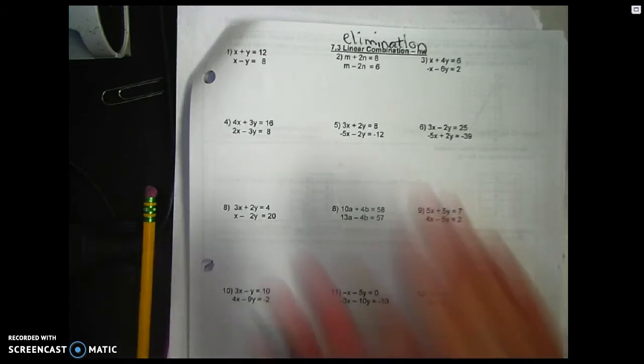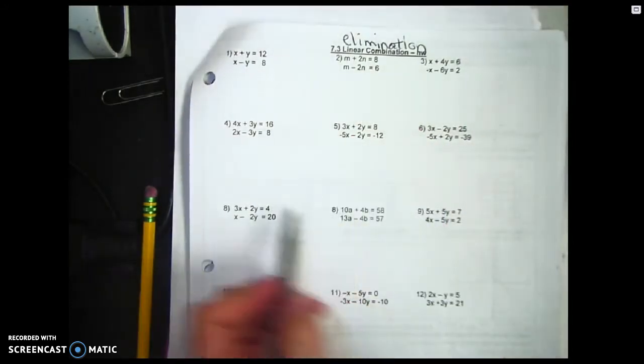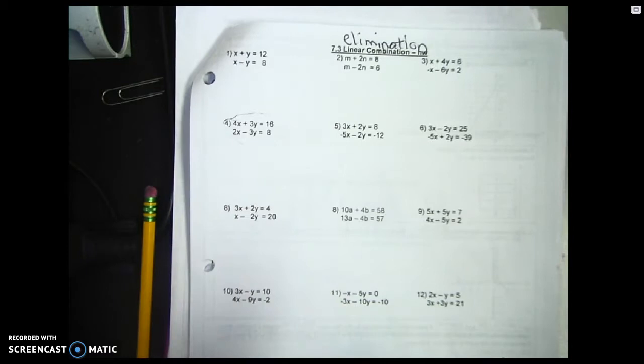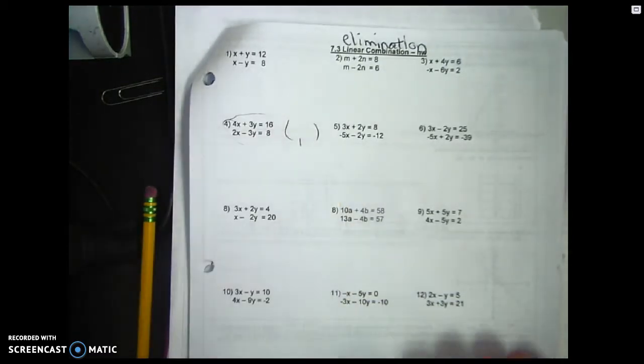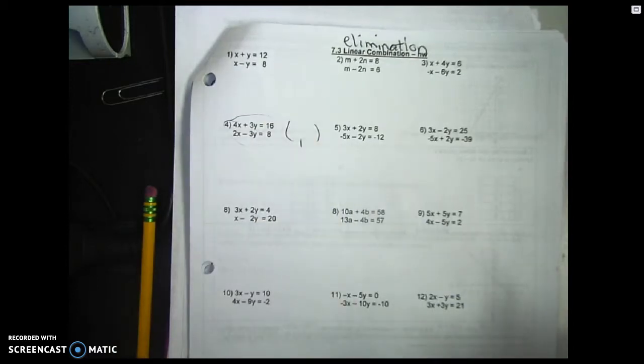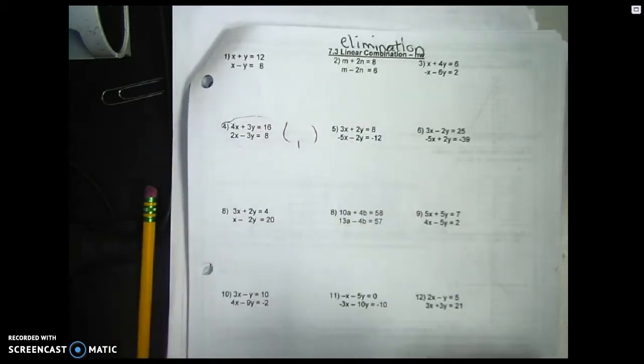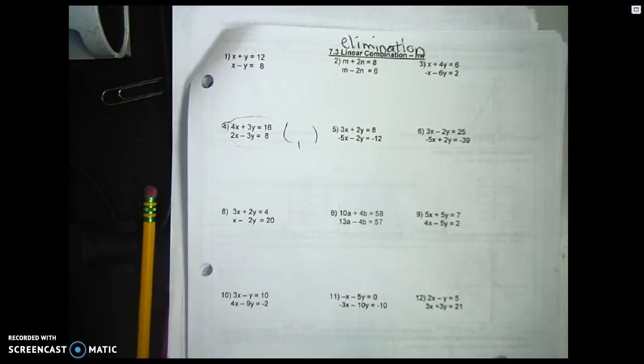Now I want to point out, before I even get into this, if I had you solve this one by elimination, you would get an answer. If I had you solve this one by substitution, the answer should be exactly the same. If I had you graph it, the answer should be exactly the same. Okay? So let's actually start with number 4.